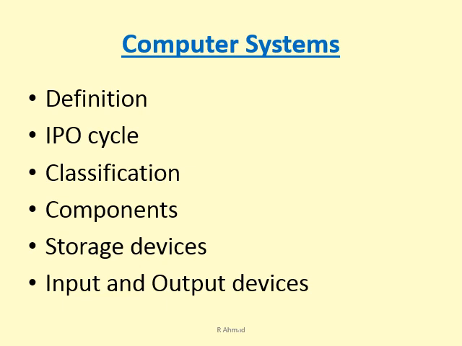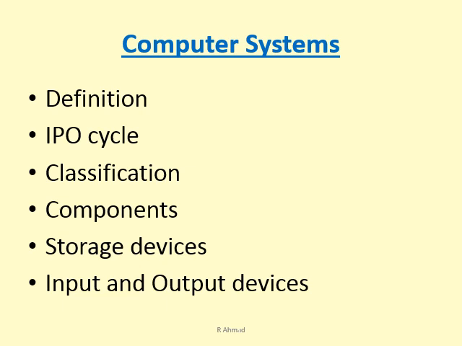Then I talked about the hybrid computer as the third category of this classification, a kind of device which has features of both analog as well as digital. And the example that we talked about was the ECG machine.